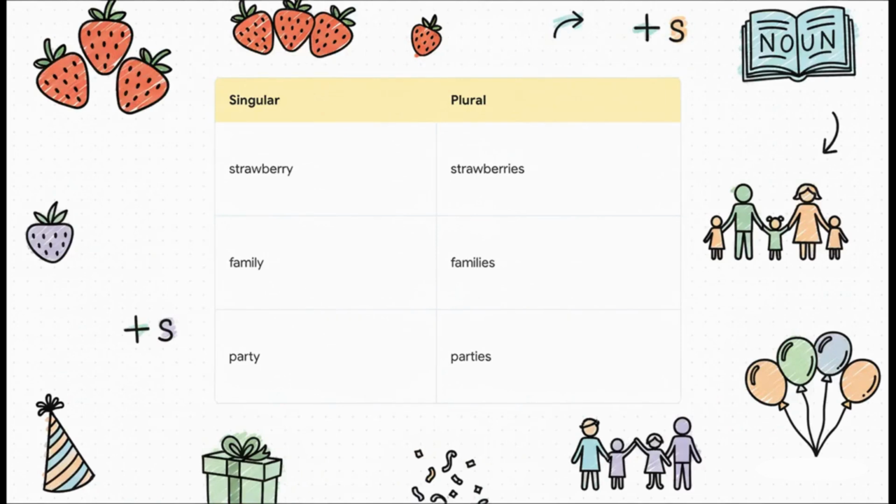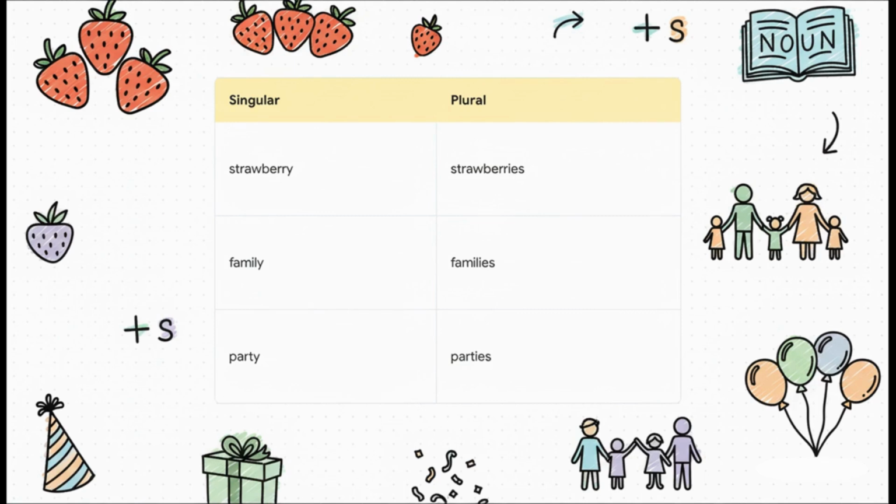Next up, we've got the Y rule. So if a noun ends with a consonant and then a Y, like the RY in strawberry, you drop that Y and you add IES. But, and this is the important part, there's a catch. If there's a vowel before the Y, like in the word boy or day, you just ignore all that and go back to rule number 1.